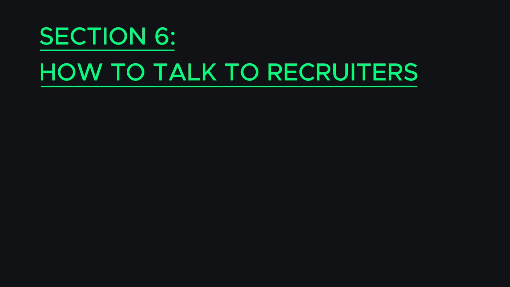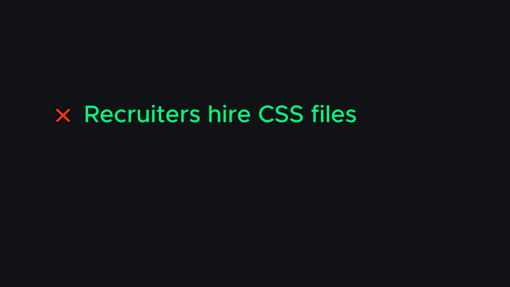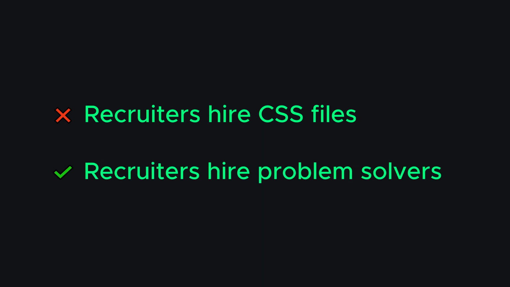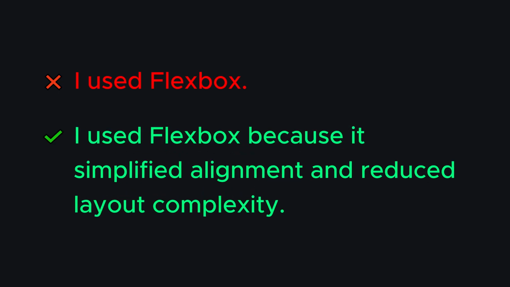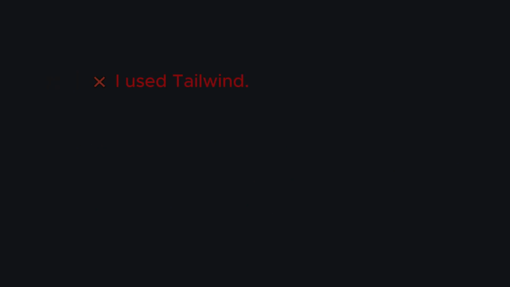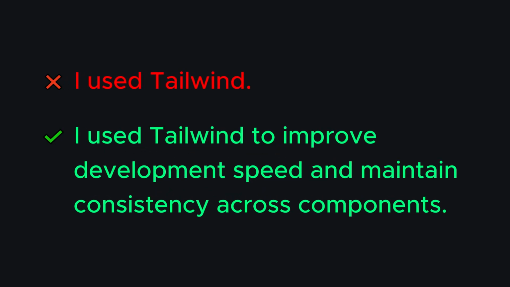Now let's discuss something most tutorials completely ignore: how to talk about your work during interviews. Recruiters are not hiring CSS files. They're hiring problem solvers. Instead of saying, I used Flexbox, try saying, I used Flexbox because it simplified alignment and reduced layout complexity. Instead of saying, I used Tailwind, try saying, I used Tailwind to improve development speed and maintain consistency across components. See the difference? You're explaining the reason behind the decision. That's what interviewers care about.